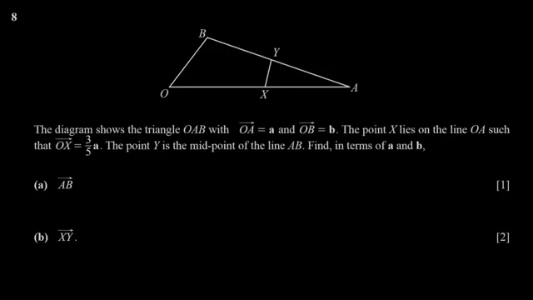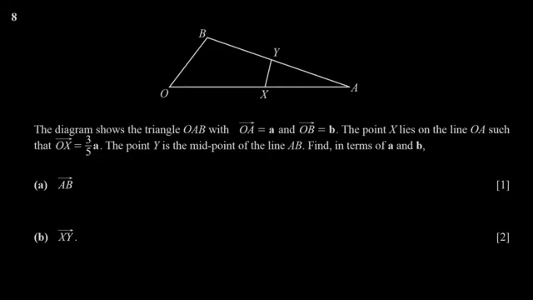Okay, question 8, which is our vectors style of question. We're given a triangle here, OAB, with OA is the vector A, OB is the vector B. The point X lies on OA such that it's 3/5 along that line. That's that. The point Y is the midpoint, so it's halfway along AB. Want to find, in terms of A and B, the vector AB.